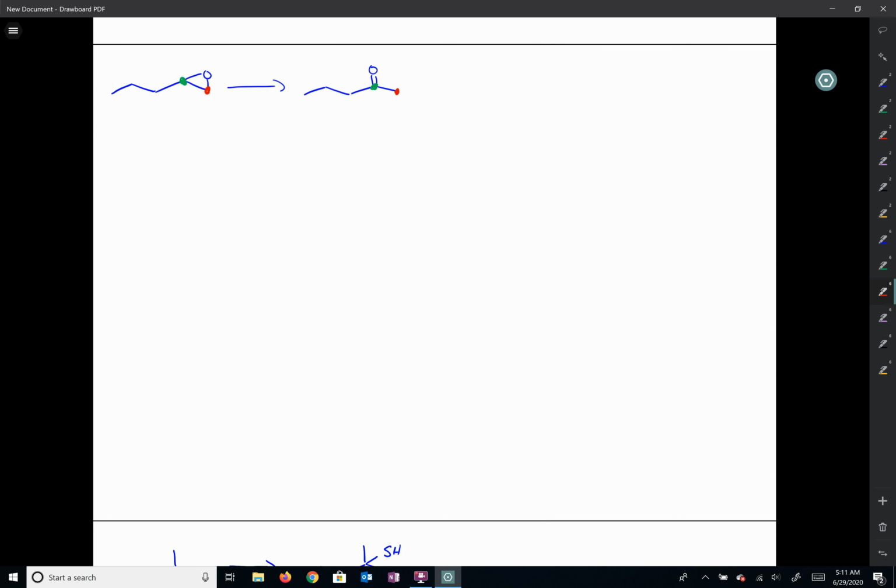So secondary alcohol into a carbonyl, that's not that selective. We can't over-oxidize that, so we can pick our favorite. So secondary into ketone, okay, that's what we have to do. There's a million ways of doing this, so we just have to pick one.